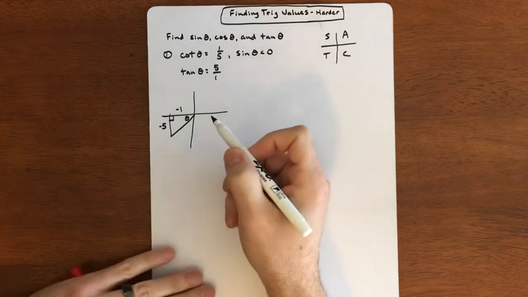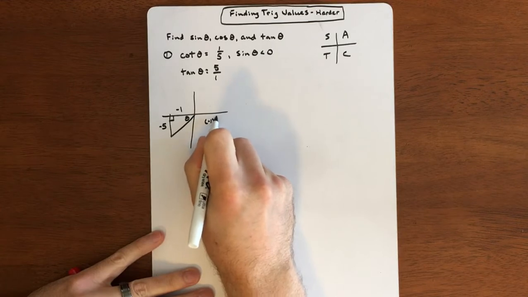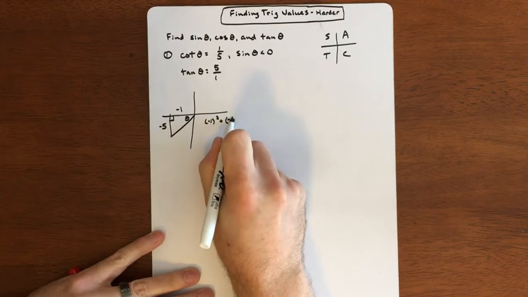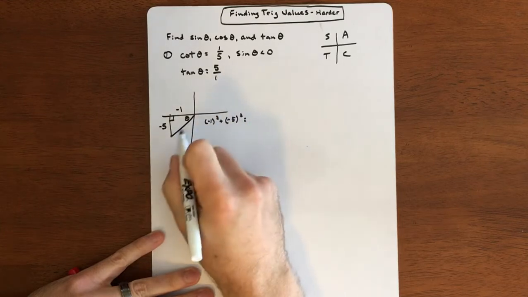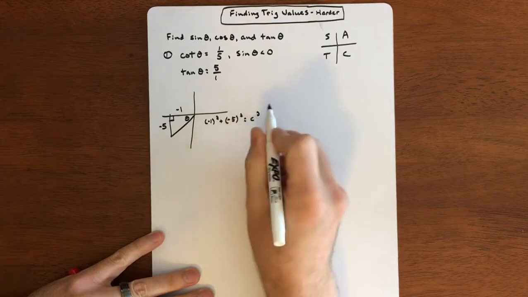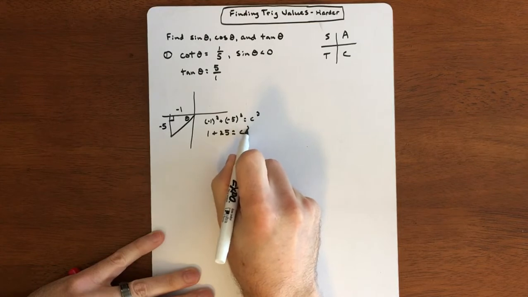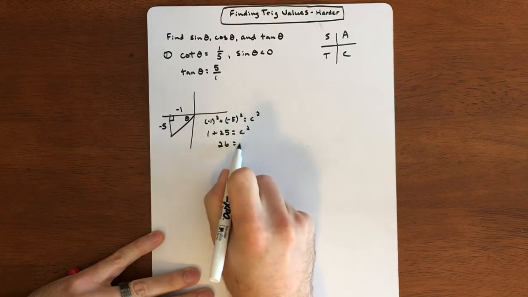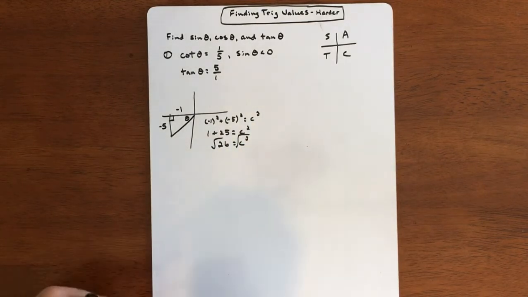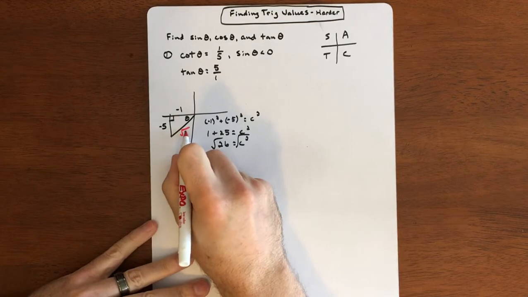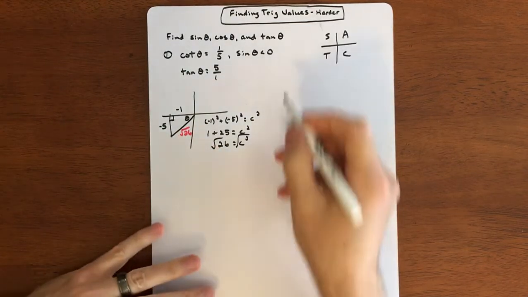To figure out the hypotenuse, we use the Pythagorean theorem. So we have -1 squared plus -5 squared equals the hypotenuse, we'll call it c squared. That's 1 plus 25 equals c squared, so that's 26 that we are going to square root. So our hypotenuse is the square root of 26. Once we have that, we literally have everything we need.